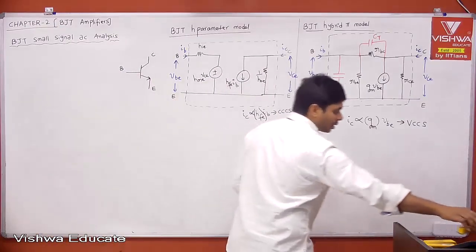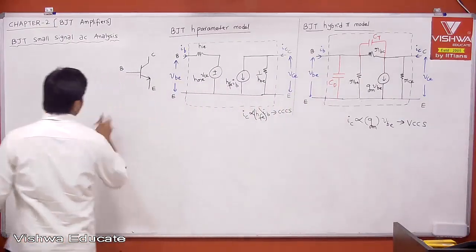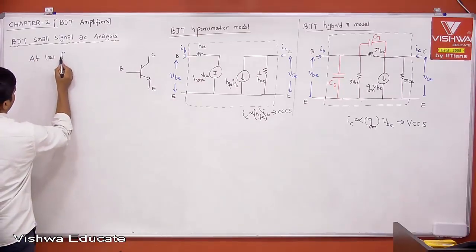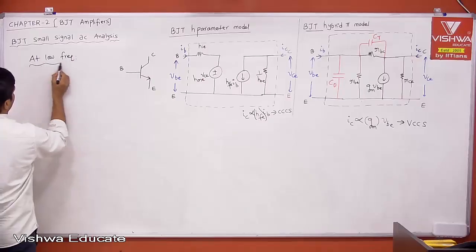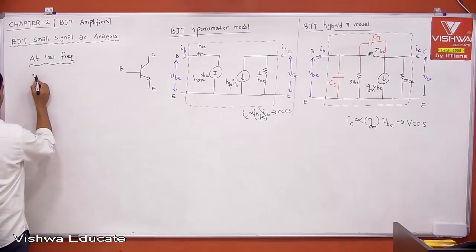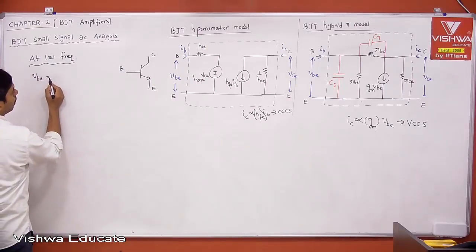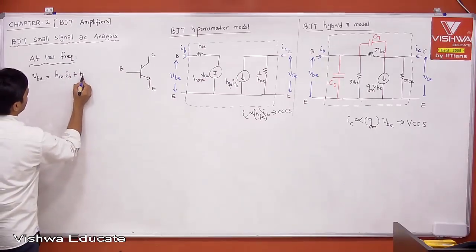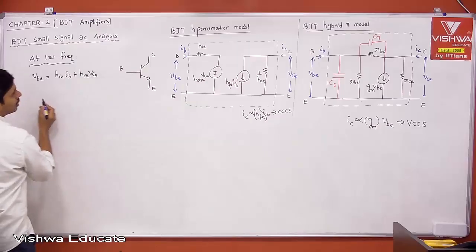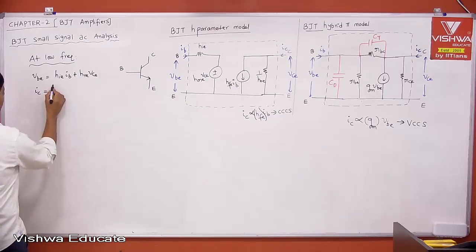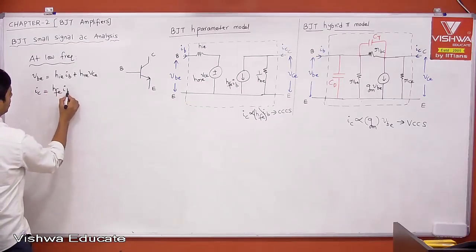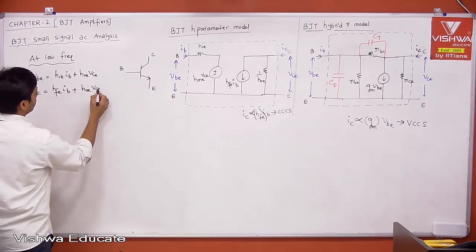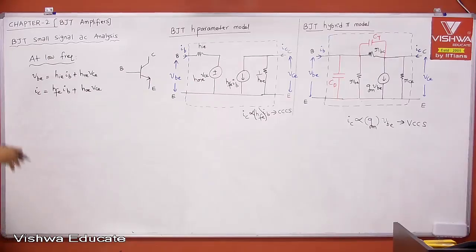To explain effectively, first of all, the H parameter equations at low frequency. Tell me both the equations. VBE is equal to HIE into IB plus HRE into VCE. Similarly, IC is equal to HFE into IB plus HOE into VCE.